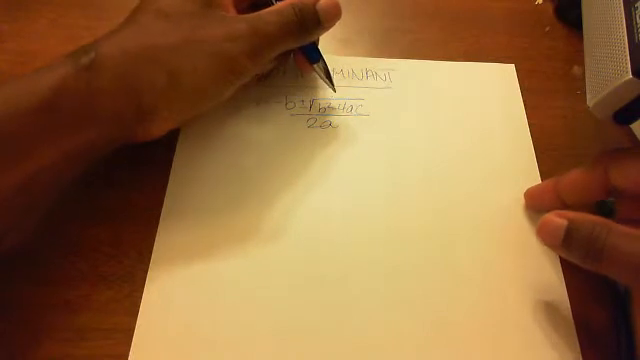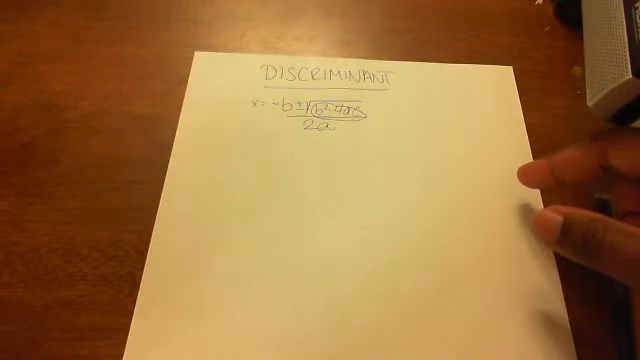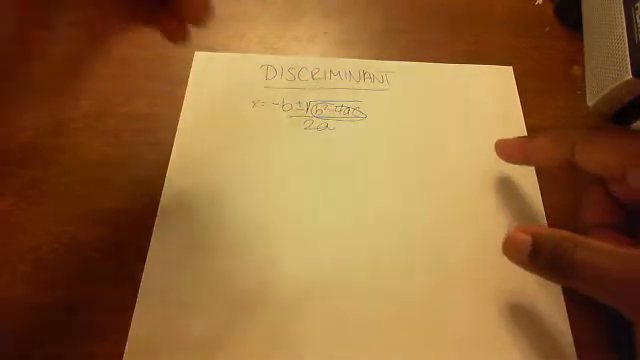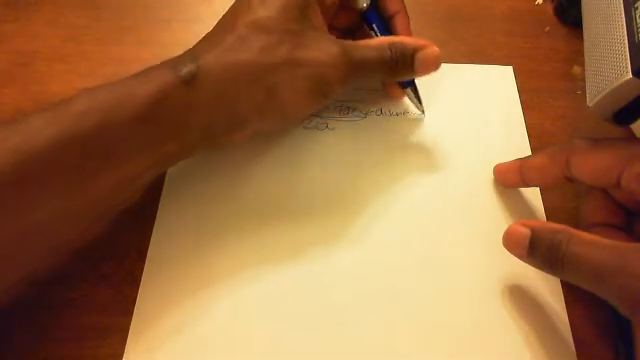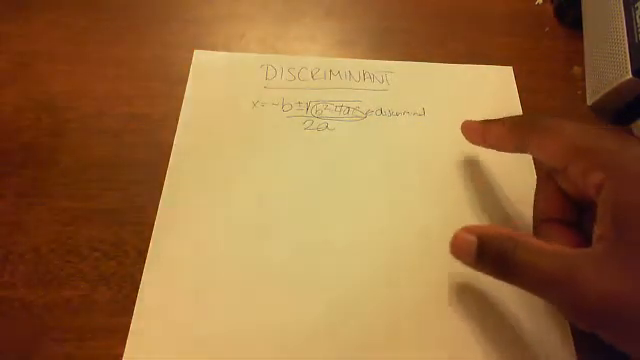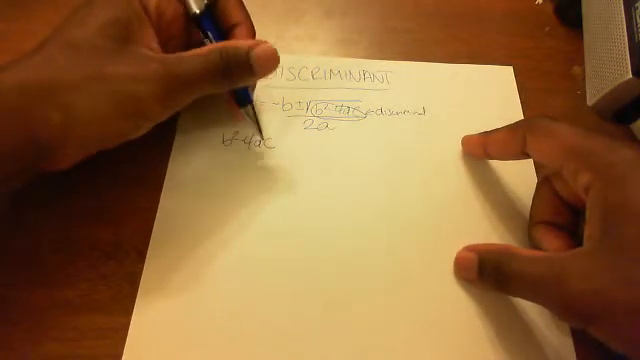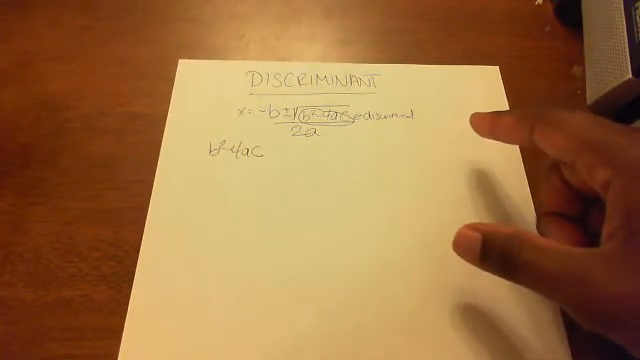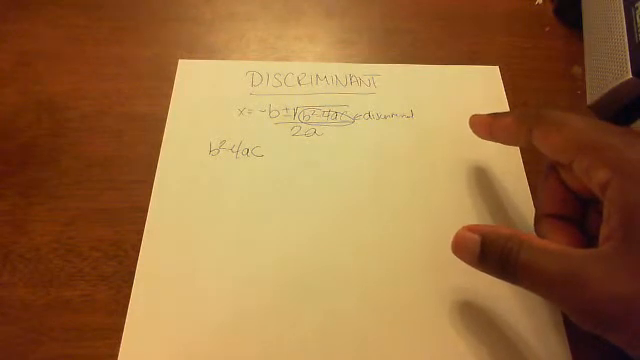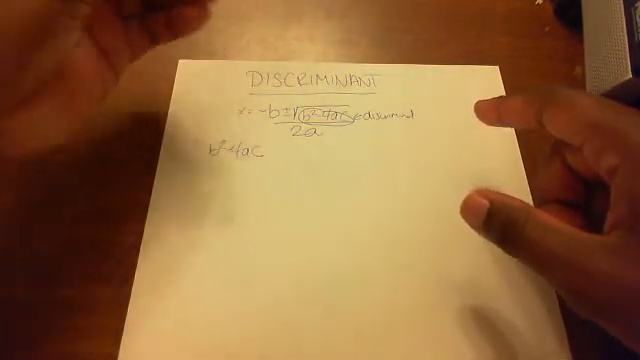So I'm going to circle this part right here, and that's going to be my discriminant portion. I'm going to label that discriminant right here. So b squared minus 4ac is my discriminant. What the discriminant tells you is how many solutions, or determines the number and type of roots or solutions, that the quadratic equation has. So there's a few different qualifications to this.